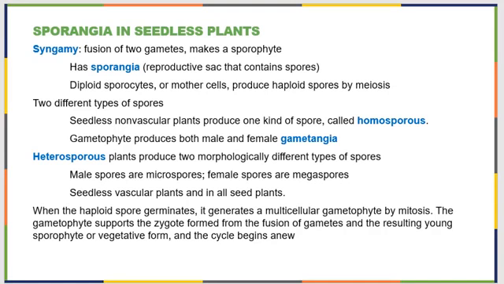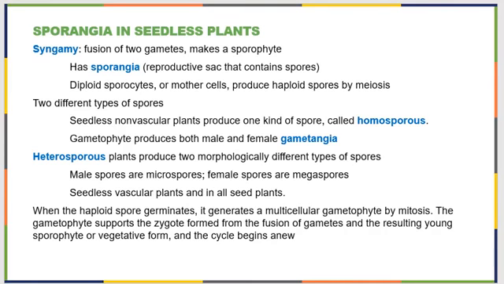There are certain plants that are heterosporous and they produce two morphologically different types of spores, and you could think of them like male and female spores. Most seedless vascular plants and all seed plants are heterosporous. You only find this homosporous version in the non-vascular seedless plants.